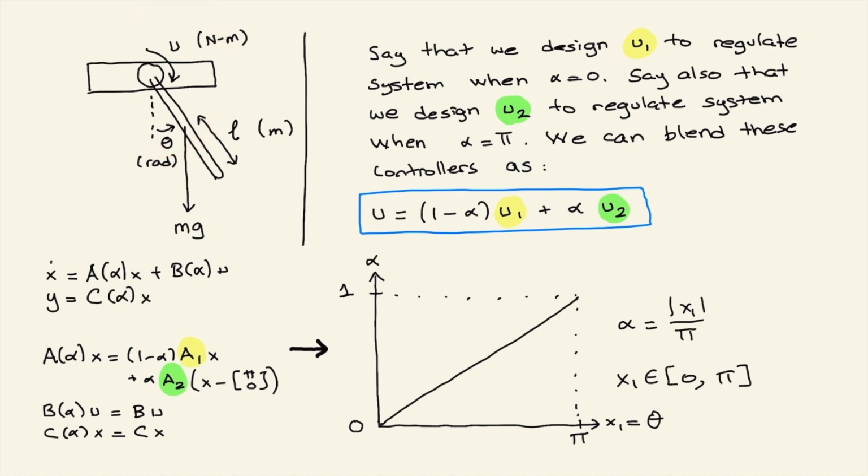And this is how we blend these two controllers, and this is called the gain scheduling parameter. For this example, it is a scalar. It can be two-dimensional, three-dimensional, and so on. And of course, as you increase the dimension, things get more complicated. But I am going to explain the basics.